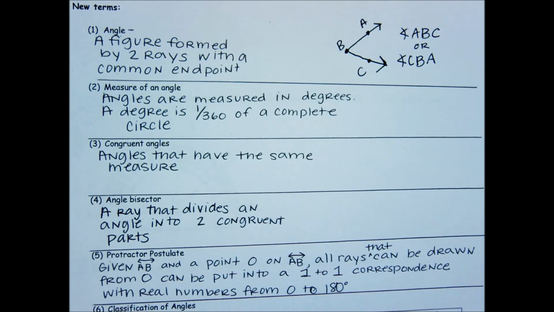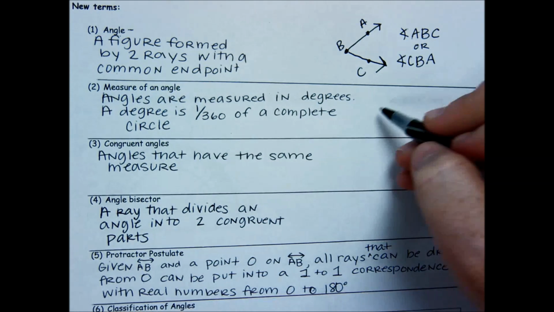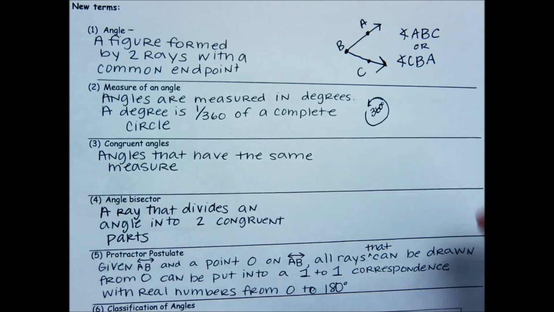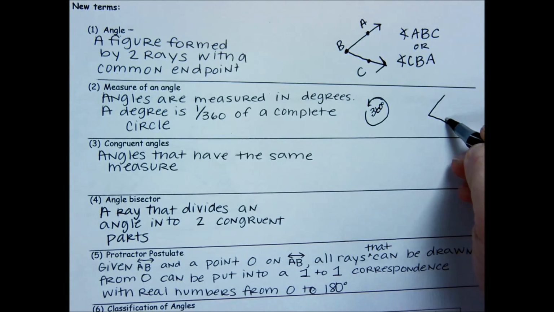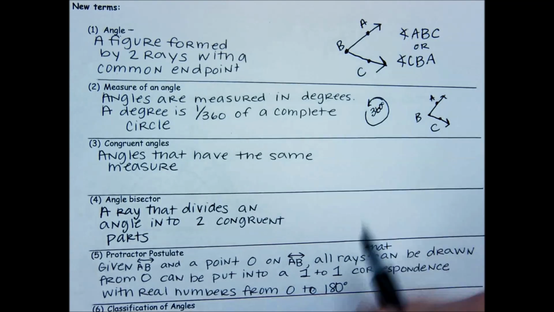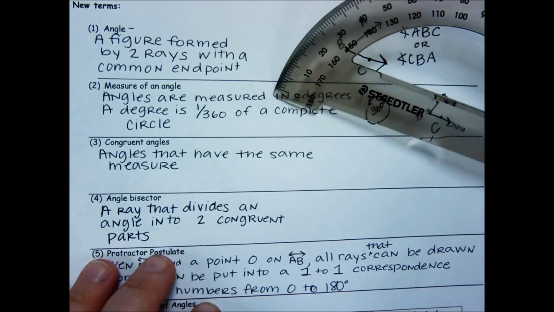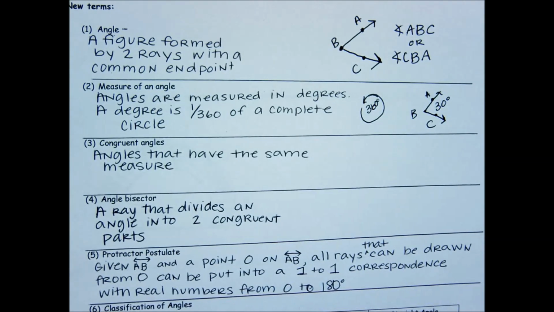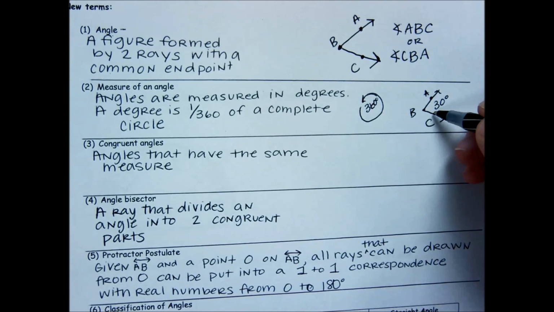The next definition we're going to talk about is the measure of an angle. Angles are measured in degrees. A degree is 1/360th of a complete circle, because a complete circle, if I go all the way around, is 360 degrees. So if I were talking about this angle ABC and I measured it with my protractor, I could tell that this angle may be somewhere around 30 degrees. We'll do more accurate measurements later, but for now, we can tell the measure of an angle from how far it opens up.